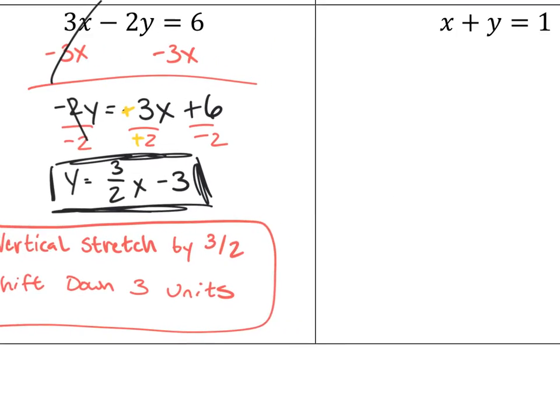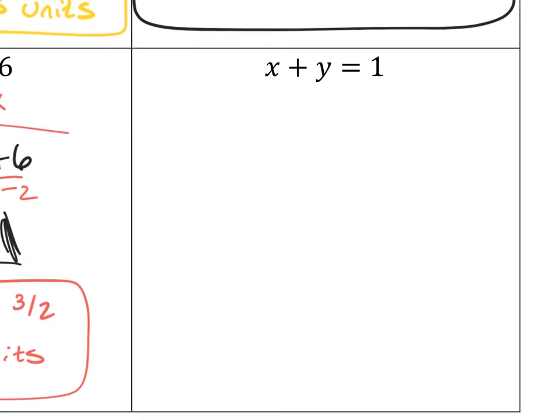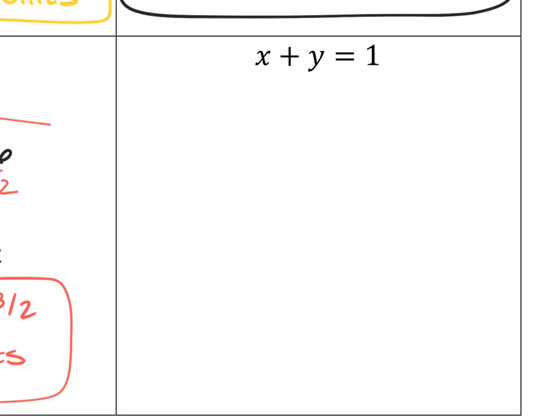All right, one more example. Do y'all want me to just go ahead and do it? We're just going to go ahead and do it.